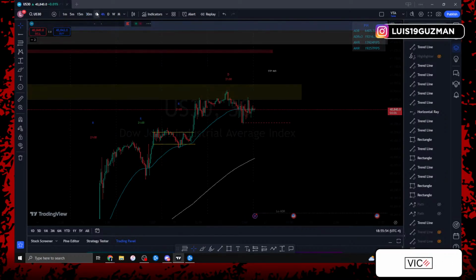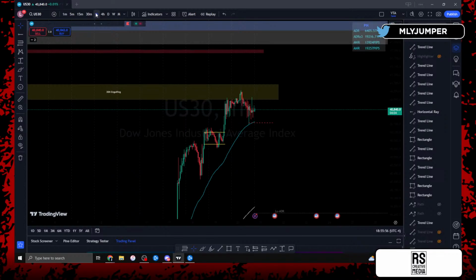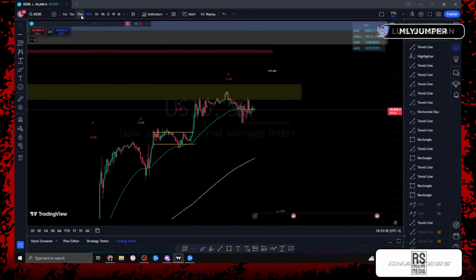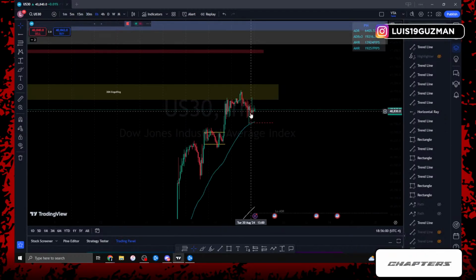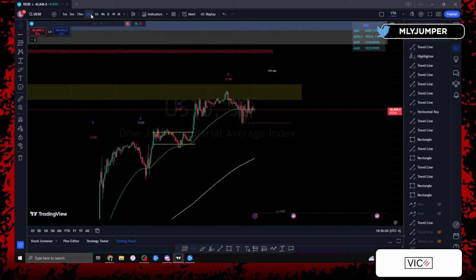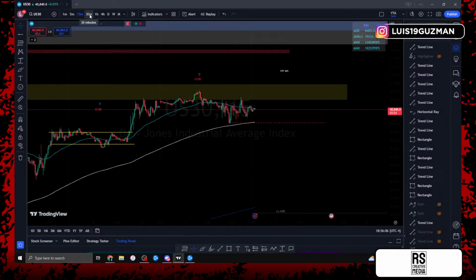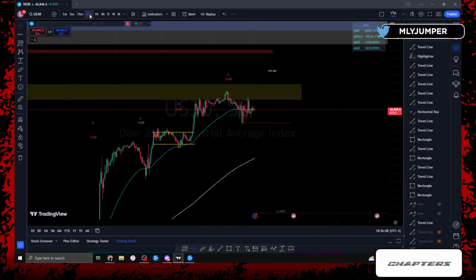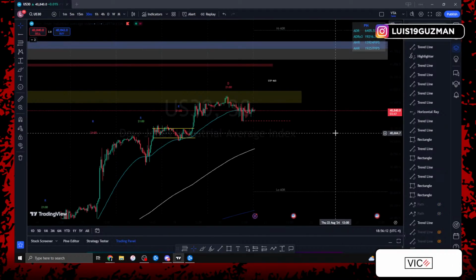Let's check in the 4-hour and the 1-hour, see if we have any engulfing candles. Nothing in the 4, nothing in the 1. We do have an exhaustion candle in the 1-hour time frame, this green candle. 30-minute time frame, nothing. 15-minute time frame, nothing. And I'm not going to go lower than that on US30. So right now, we'll just wait it out.